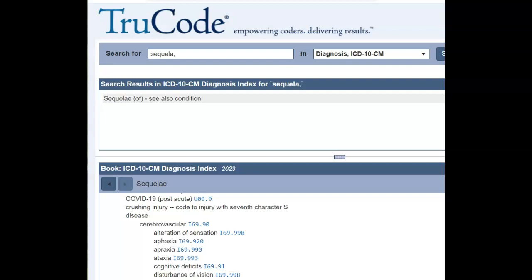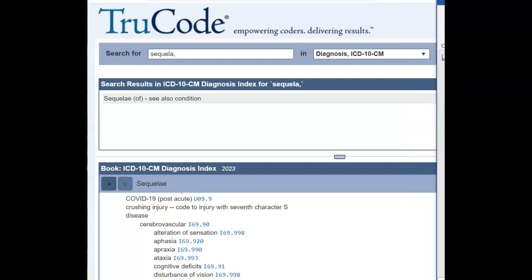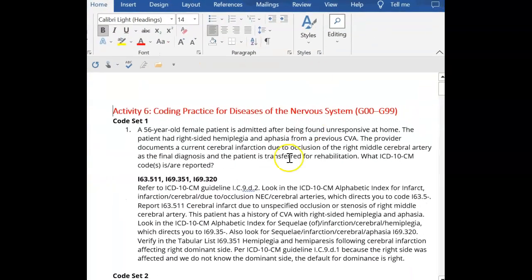Okay, so on code set number 1, one thing with this activity, like I said, this is hard. I didn't expect students to get this right. But the I63.511, that is fairly easy. You just go under right here, infarct. And to be honest, this is what's happening right now. The I63.5 is happening right now.